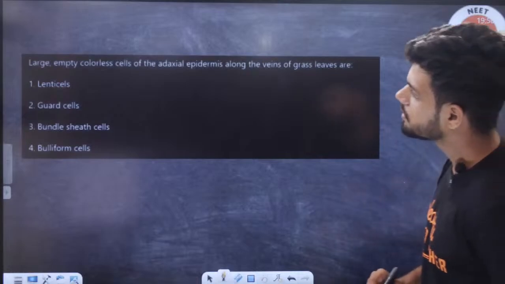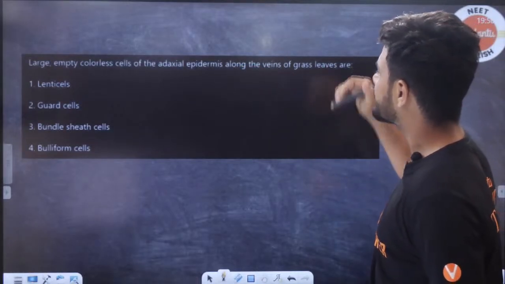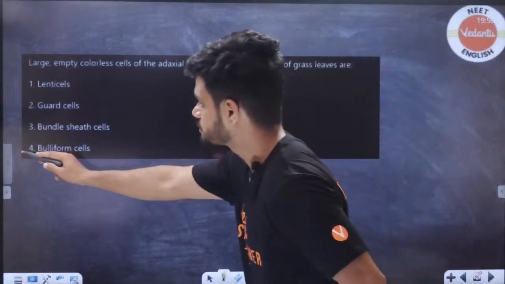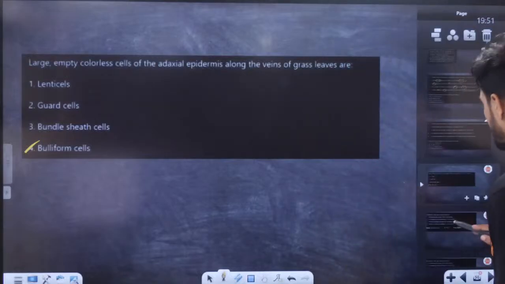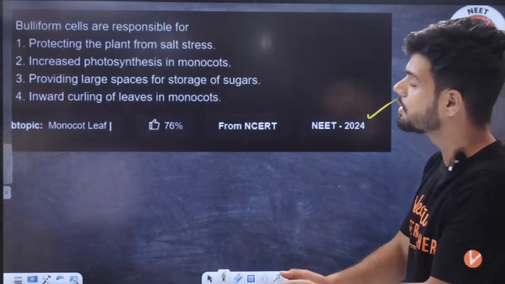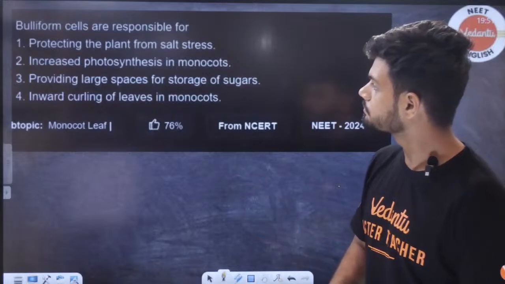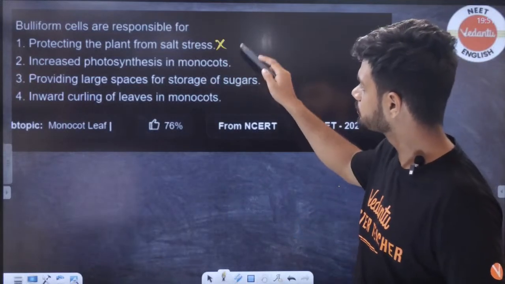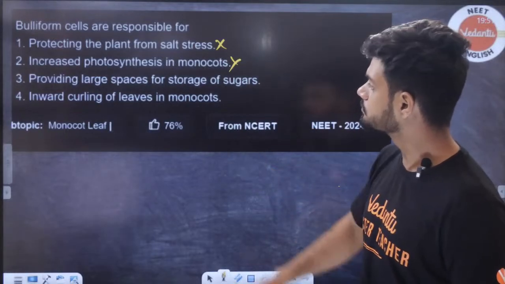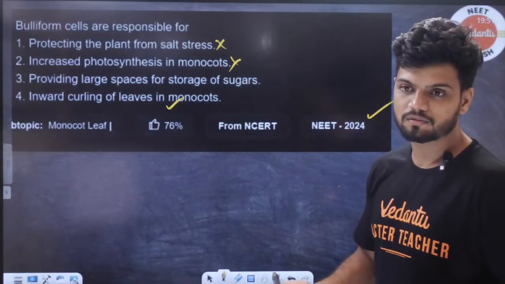See this question. Large empty colorless cells of adaxial epidermis along the veins of the grass are called bulliform cells. Yes or no? Called as bulliform cells. They can ask you a question like this also. It's a NEET 2024 question from this year. Bulliform cells are responsible for what? They're responsible for the inward curling of leaves. Yes, curling of leaves.